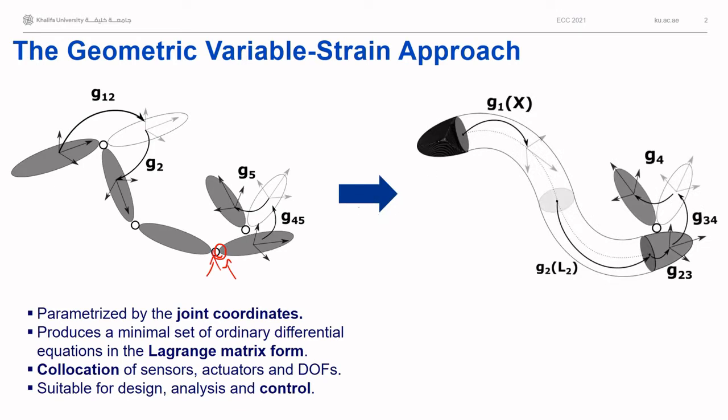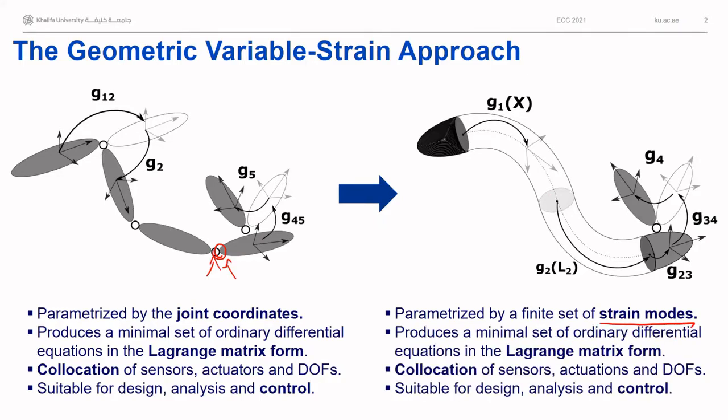Now, we want to extend this kind of approach to hybrid soft-rigid robots. The main idea here is to see a soft link as a distributed joint. This idea allows you to parameterize the soft link with a finite set of strain modes, which again inherit all the nice properties that we enjoy in the rigid robotics setting.